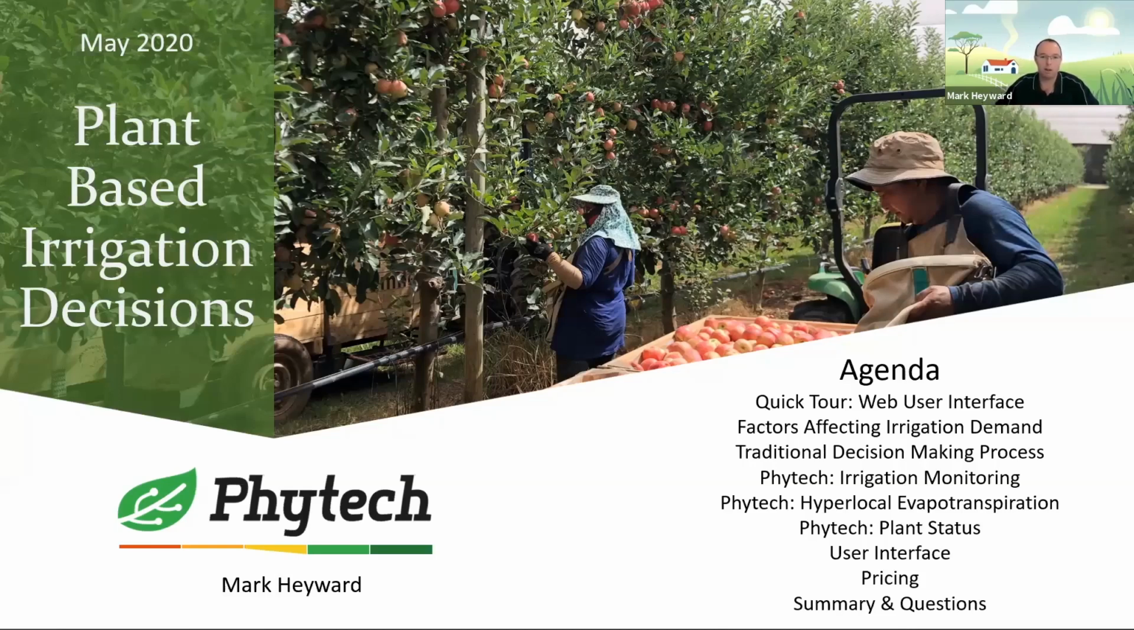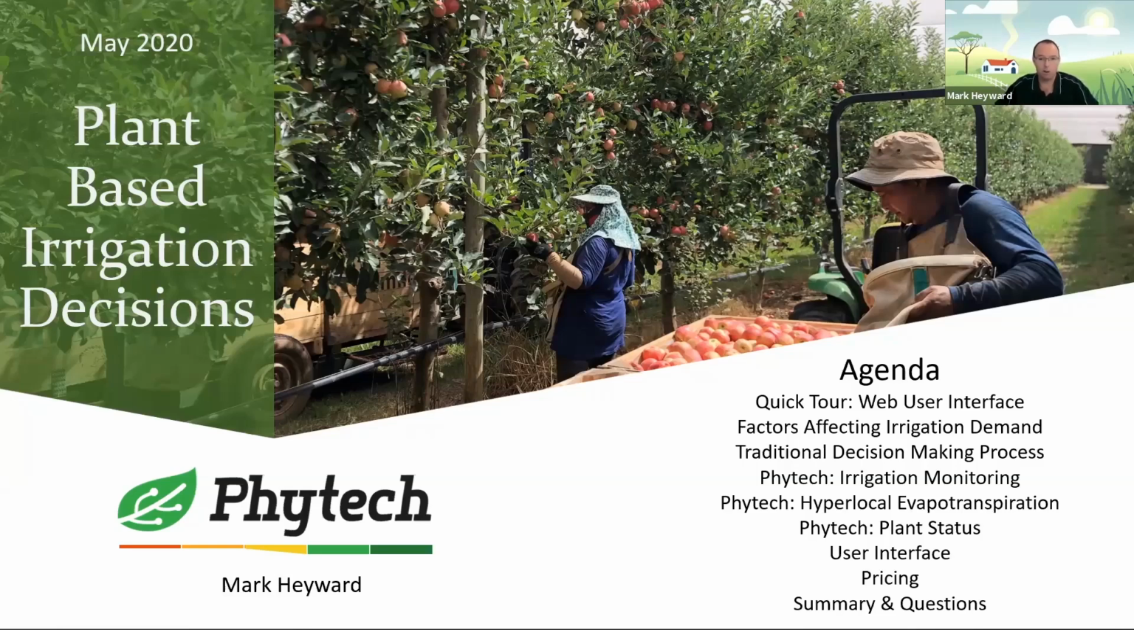Then we'll discuss the factors that affect the irrigation demand of your trees, the traditional decision-making processes that most growers employ, and then we'll look at specifically how Phytech addresses this challenge of irrigation, looking at the three parts of the Phytech service, the first part being irrigation monitoring, the second part being the hyperlocal evapotranspiration, and the third part being the plant status.